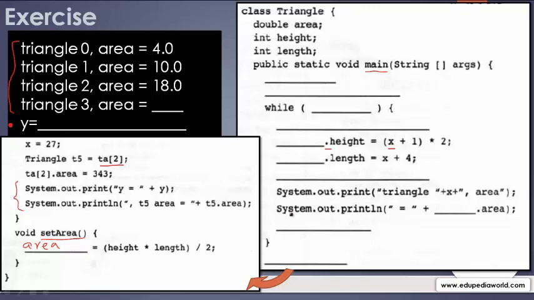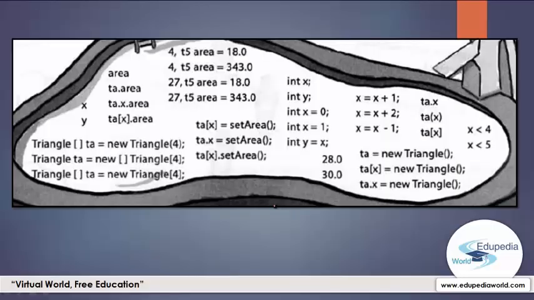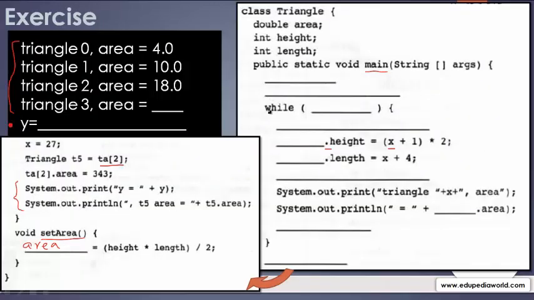Now let's see what is given in the hints. Here you can see there are three statements to create arrays, but this statement is wrong because we have to use square brackets to mention the length, and this statement is not an array. So the perfect statement to create a triangle array is this one. So here above the while loop we have to create the triangle array, the ta triangle array.